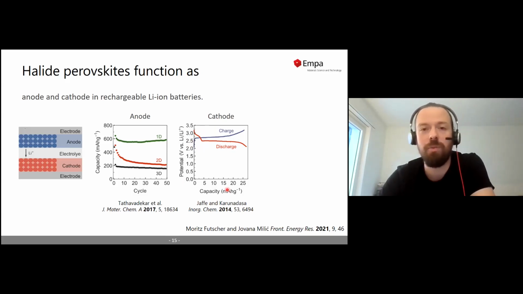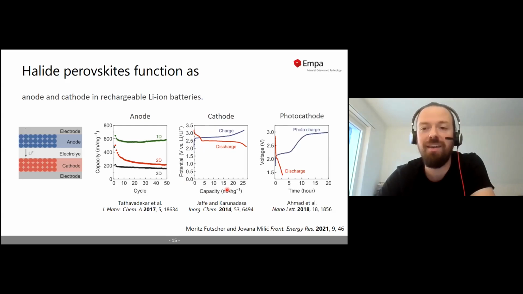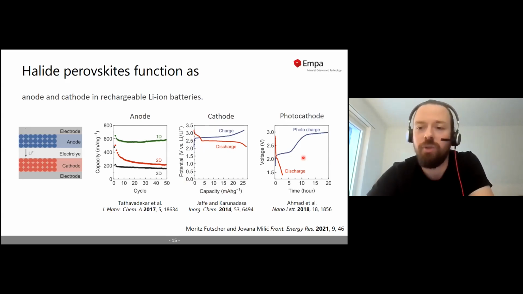And what is probably the most interesting, at least for me, is that you now have a photoactive material. So you can also photocharge this cathode. So here the authors use this perovskite as a cathode again, but now they showed that by illuminating the cathode, you generate a photovoltage, and this photovoltage can actually be used to charge your battery again, which is very interesting.